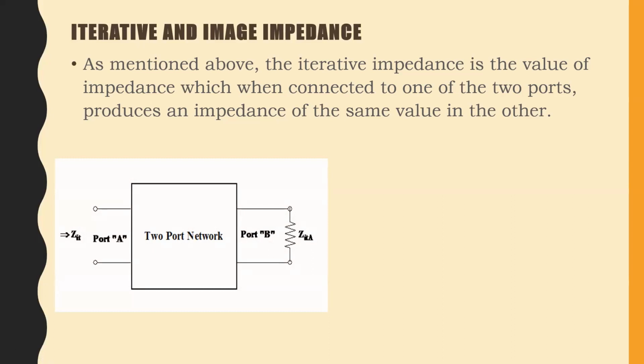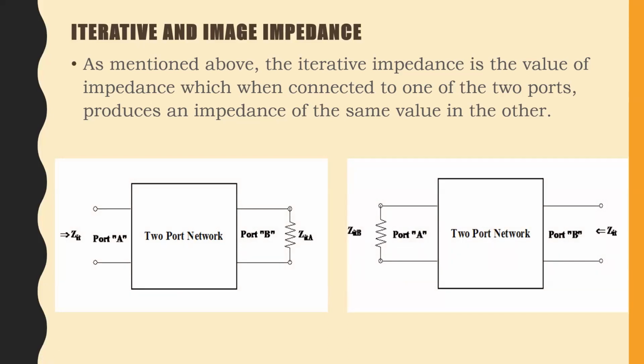Similarly, if I connected ZB, the iterative impedance at port B, and then I measure the impedance at port B, then I would get ZB. And that means I would have the iterative impedance. So last time we mentioned this as relating to unsymmetrical networks. And then, of course, if they are symmetrical, we would have the characteristic impedance. However, today we're going to fine tune that a bit.